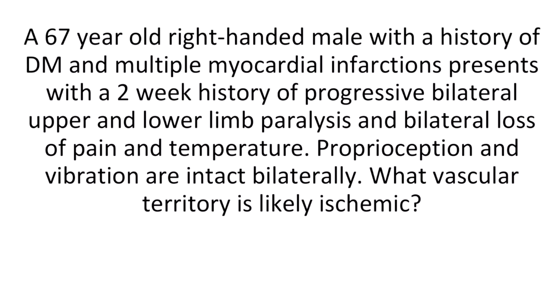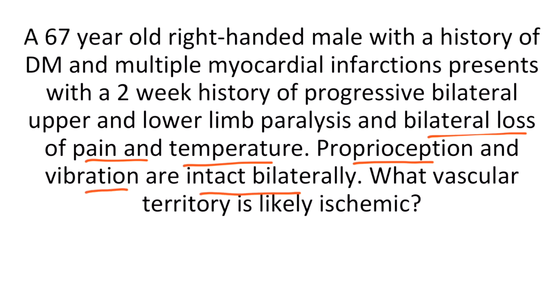Okay, hopefully from the question stem you gathered that this patient has a history of atherosclerosis. We also know some part of the corticospinal tract is disrupted because this patient has bilateral paralysis. Likewise, we know that some part of the spinothalamic tract is disrupted because the patient has bilateral loss of pain and temperature. Perhaps most importantly, we know that the dorsal columns are unaffected because the question stem states that proprioception and vibration are intact bilaterally.